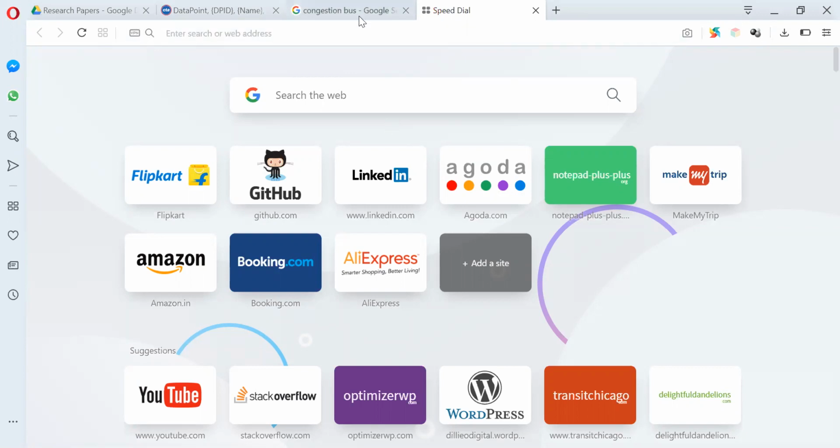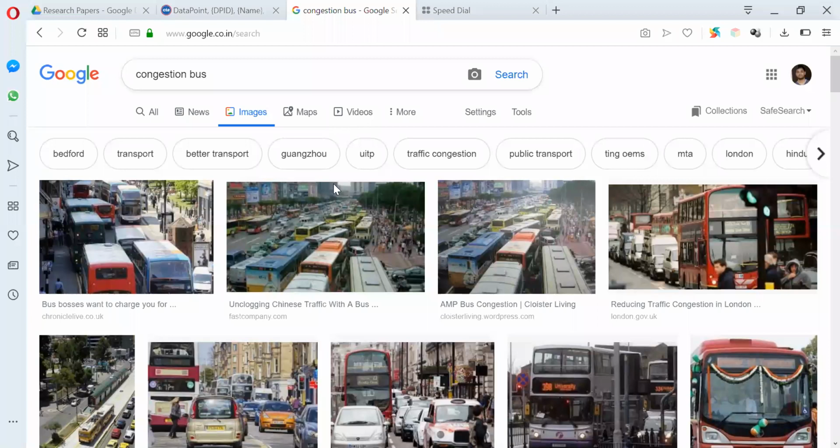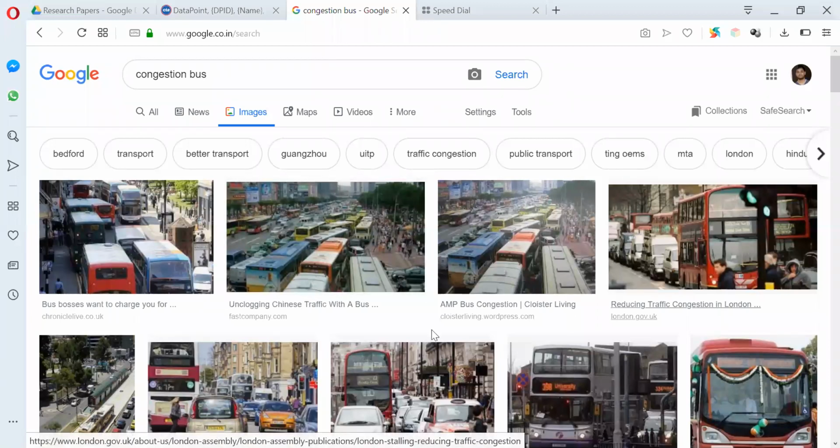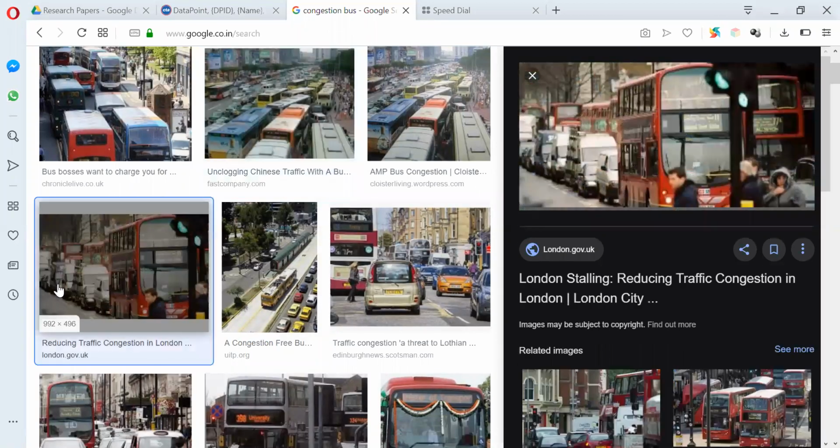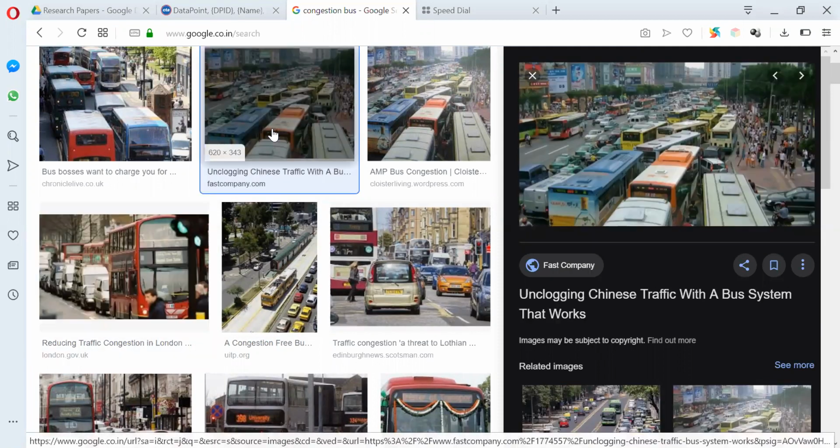So let me just give you an example. As you can see in these images, a lot of vehicles are staggered across a particular region, and similarly in the other photographs. So it's a kind of congestion problem. It means a large number of vehicles are closely grouped together.